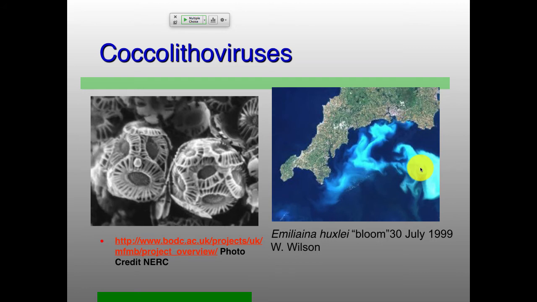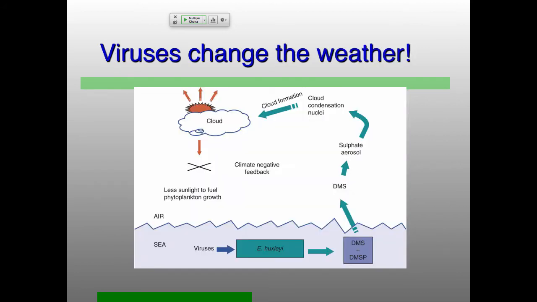So shift gears a little bit, talk about the coccolithoviruses. Coccolithophores are some of the most common algae that you find in the oceans. They have these amazing plate-like structures on the outside. This is just one of them, Emiliania huxleyi. And this particular one has a virion attached to the outside of it. So this is the virion here. Here's the Emiliania huxleyi. So these plates on the outside, they're calcareous plates, basically calcium carbonate.